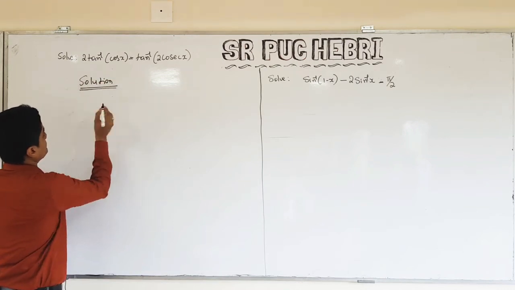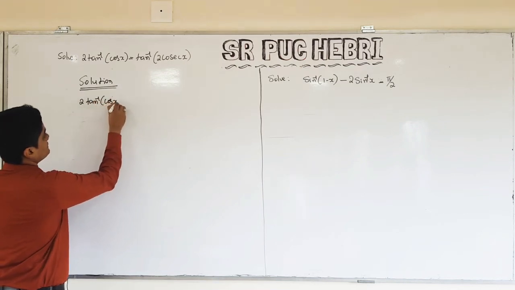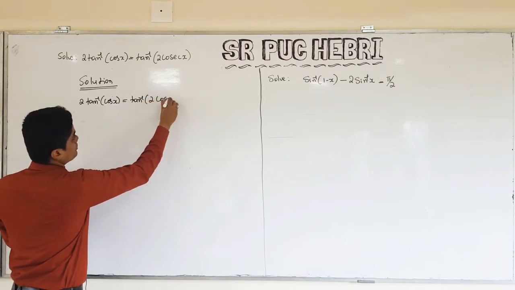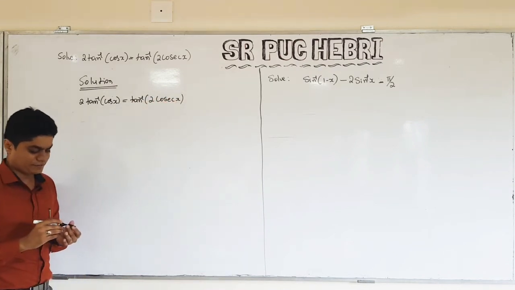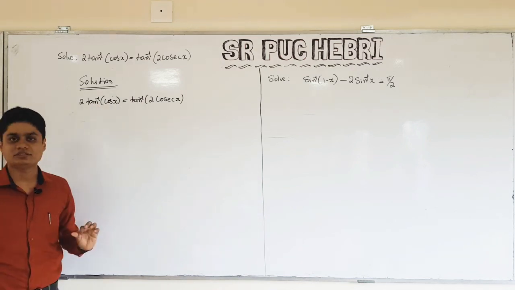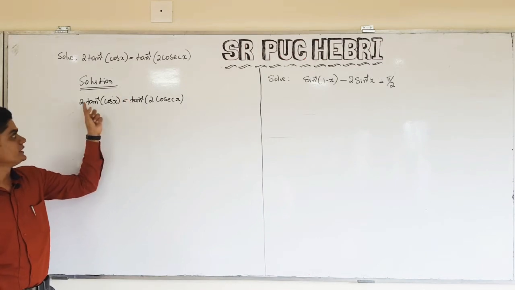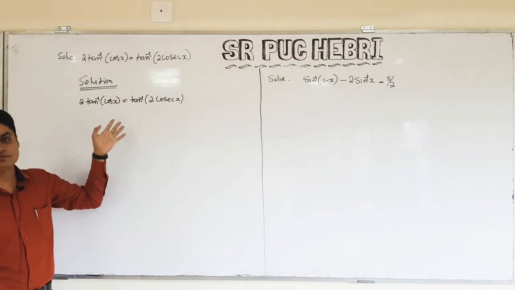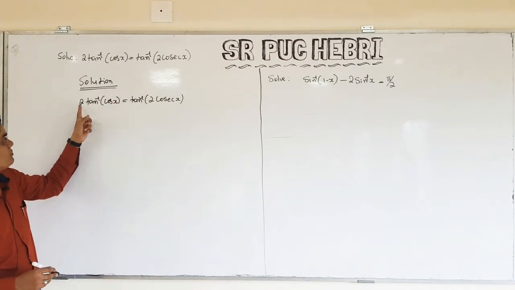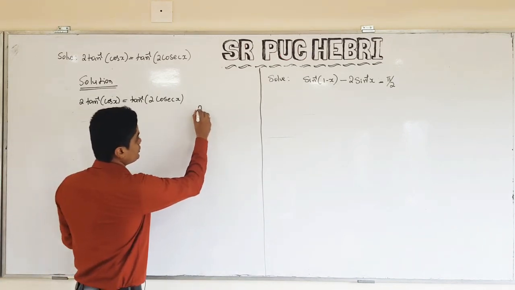It says, observe carefully. 2 tan inverse of cos x equals tan inverse of 2 cosecant x. First observe carefully. Can you tell me, can we cancel this tan inverse and tan inverse? Definitely no. Why? Here the coefficient is 1, here the coefficient is 2. Suppose both sides have coefficient 1, directly you can cancel, you will get some simple trigonometric equation. So first you have to make this coefficient 1.